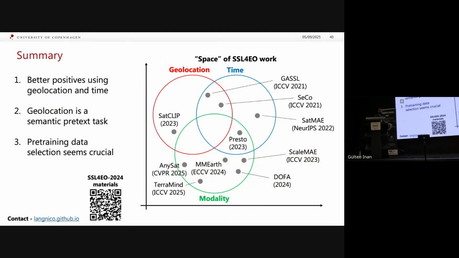Okay, and with this, I guess I will conclude. Already a bit over time. So maybe just to summarize this, I think the metadata in our Earth observation data is great to design these better positives that are needed for self-supervised learning. And then, of course, the geolocation itself is just so important.